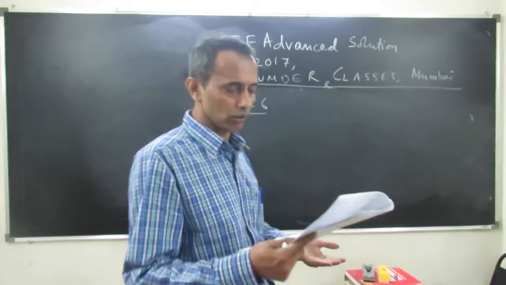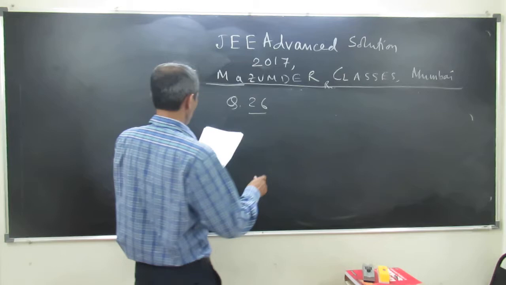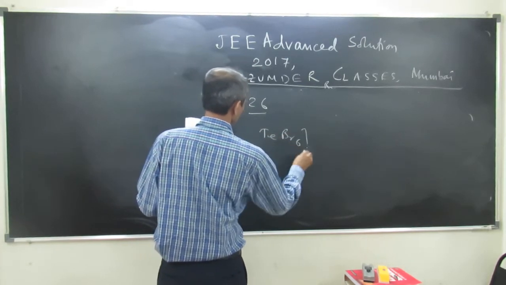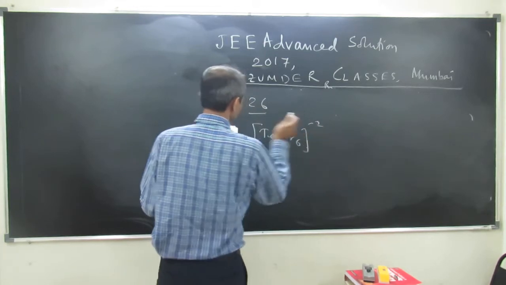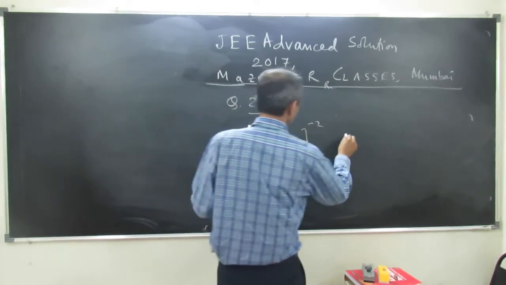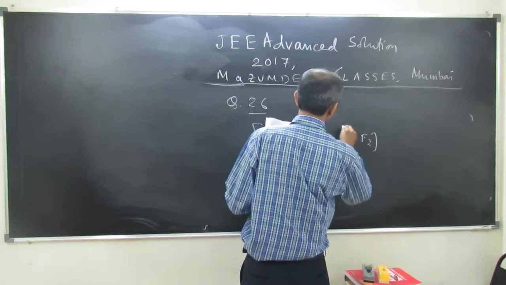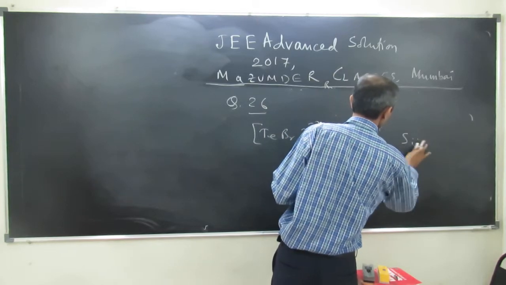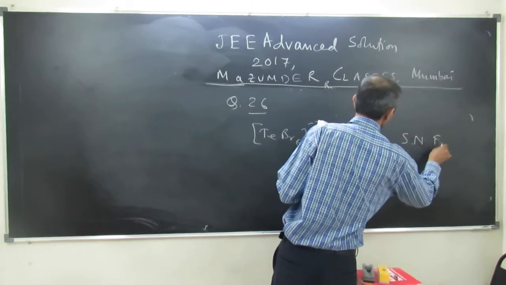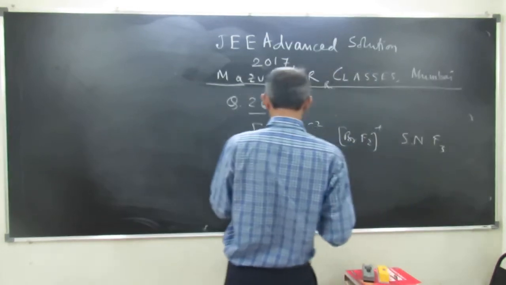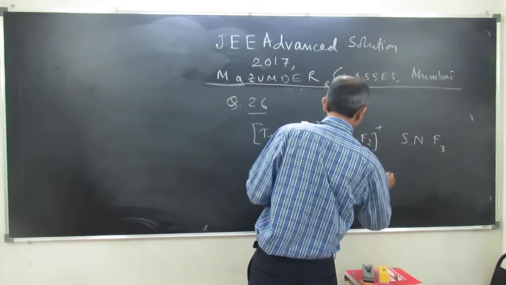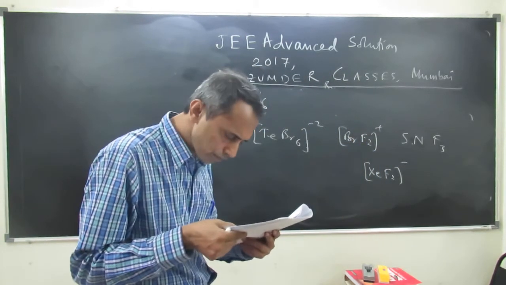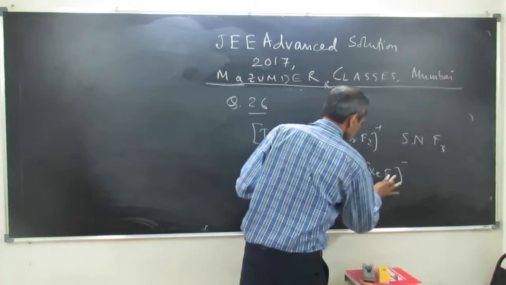For each question, marks should be awarded in the following categories. So no negative marking. Look, question number 26 is a very interesting question. They are giving TeBr6 2 minus, then BrF2 plus, then SNF3, which is a very interesting compound, then XeF2, and XeF3 minus.